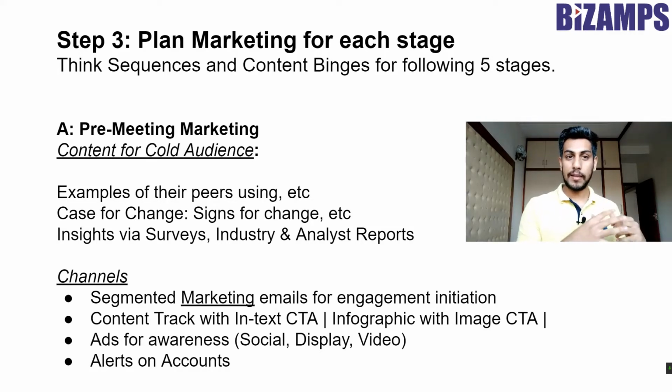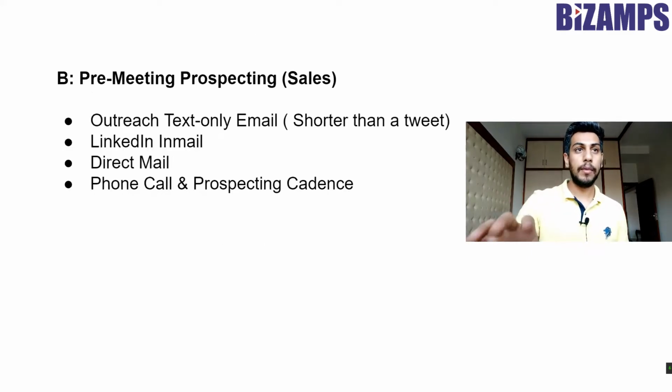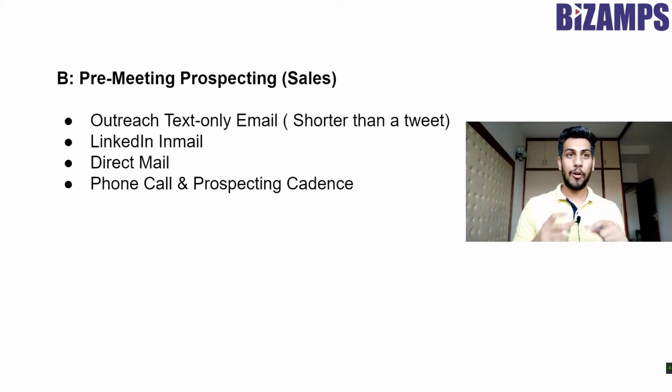If we have any signal or a new alert about that account, we can tweak our messaging when reaching out to that account. Next, we also have to build content for the salespeople, so that we can set up their cadence: what kind of email they should send, what kind of direct mail they should ask us to send, and what kind of phone calling script they should have. So we have to create that too.